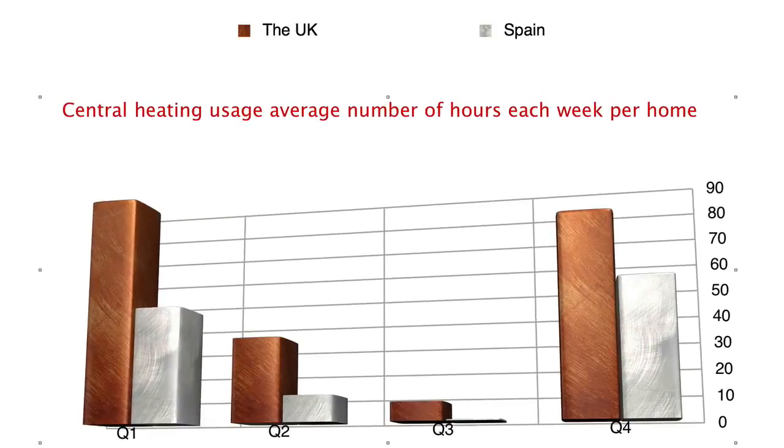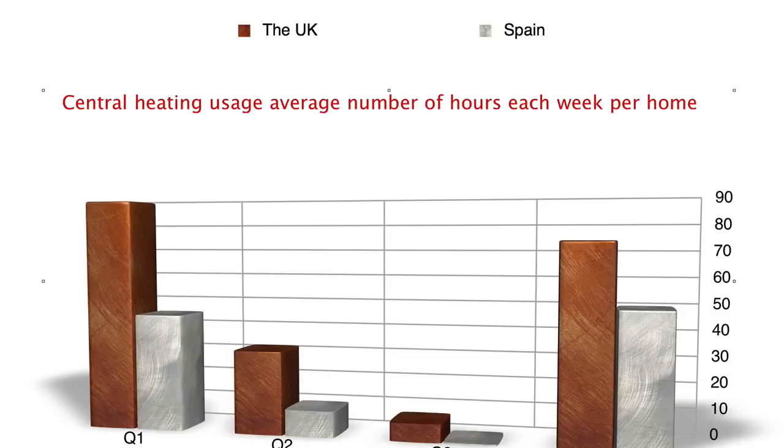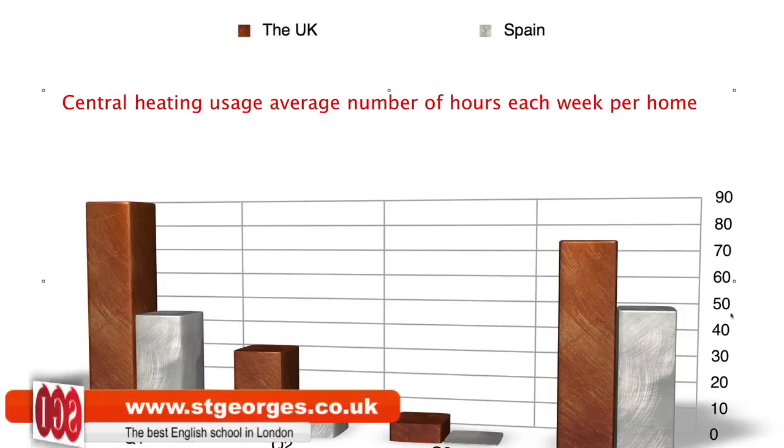Alright. So, Q1, the first quarter. January, February, March. April, May, June. Q2. And so on. Third quarter, fourth quarter. Q4. And here's the number of hours. The average number of hours that the central heating was used.